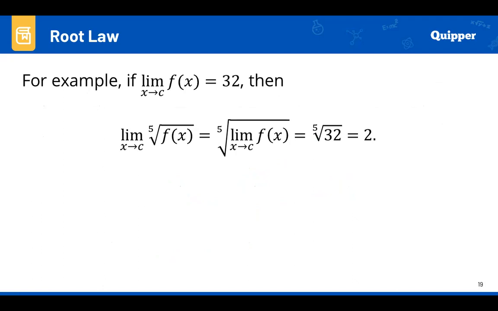Limit of the fifth root of f of x if x is approaching c. So we have here the value of f of x, which is 32. So I will just copy 32 inside the fifth root. And then I will copy the fifth root here. So we have the fifth root of 32, which is 2. As simple as that. Okay?